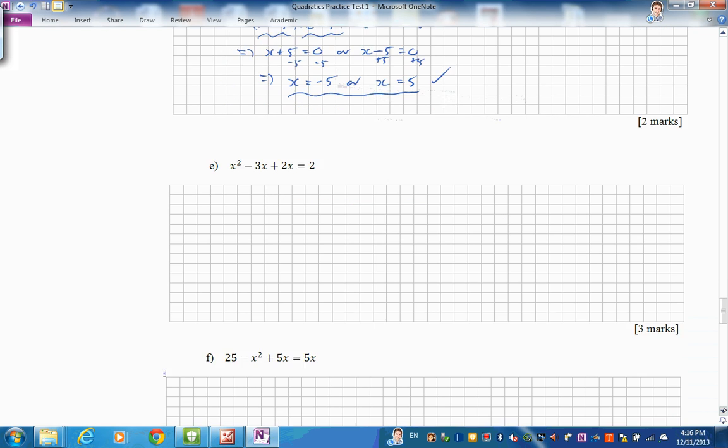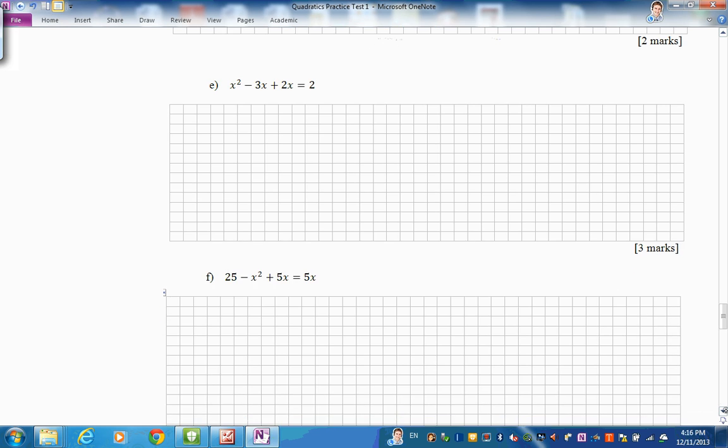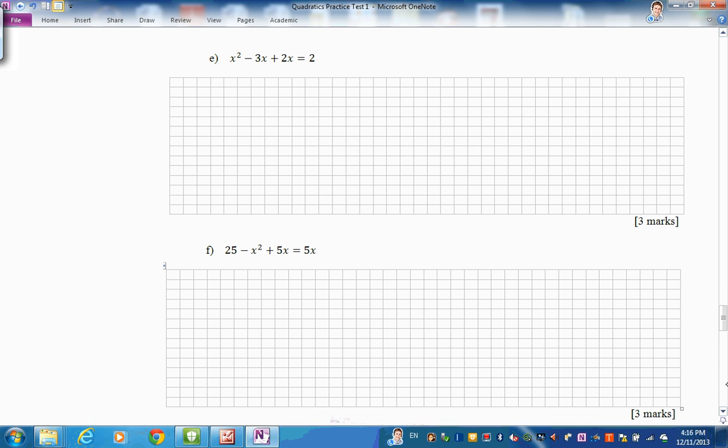Okay, let's look at part E and F. We've got a couple of parts here, and I think that ends our factorising. Let's have a look at this equation here. X squared take 3x plus 2x. Well, let's join them together for a start. That's x squared. Negative 3x plus 2x is negative x equals 2. Now, we can only solve this using the null factor law if we subtract 2 from both sides and make it equal to naught. So we can use the null factor law then.